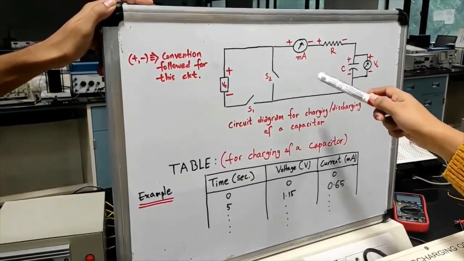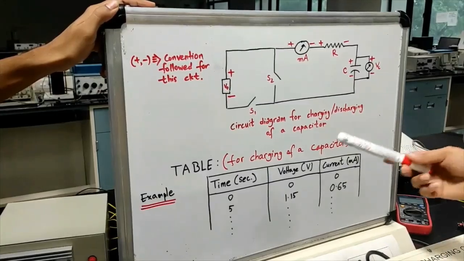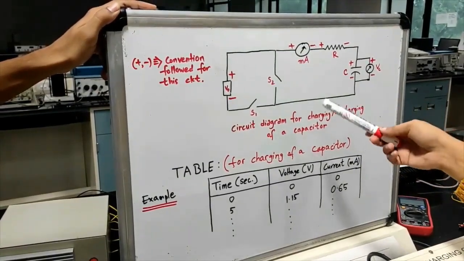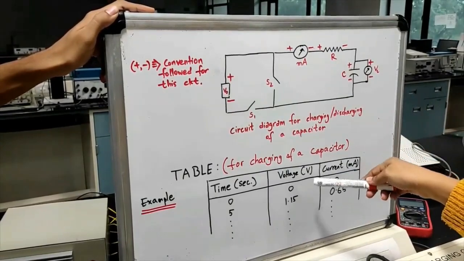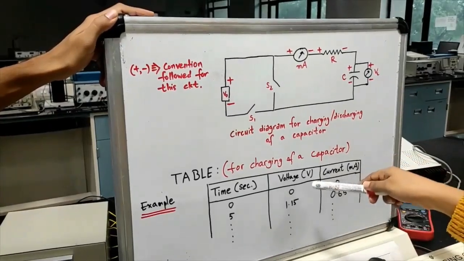And I will show how to make this circuit on a network board, and using this circuit we will measure the voltage along with the time, and this is the format of the table.